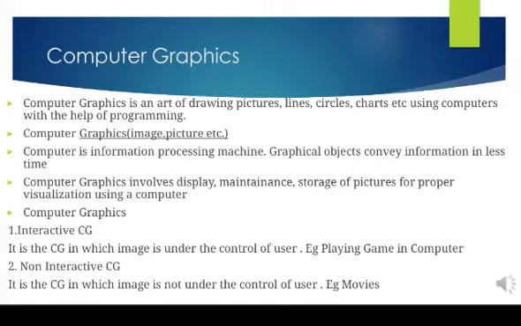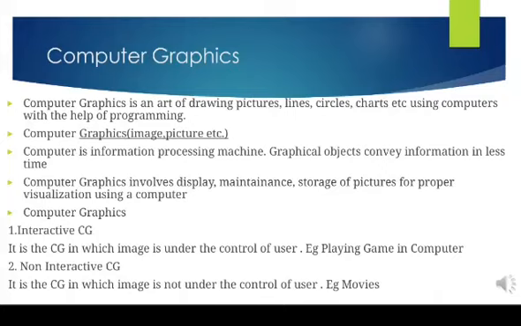Computer is an information processing machine. Graphical objects convey information in less time. Computer graphics involves display, maintenance and storage of pictures for proper visualization using a computer. If you want to interface with a computer, you should know programming languages like C, C++ and Java. With the help of these languages, you can draw images or pictures.